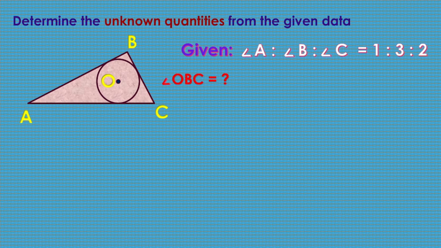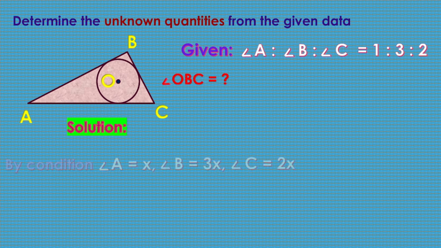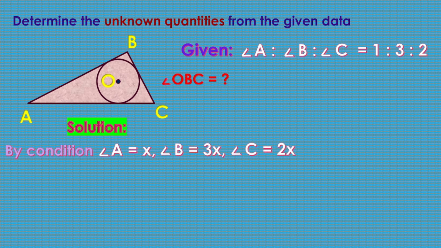We see a circle inscribed in a triangle. We are given a triangle ABC, the ratio of the angles, and we are asked to find the angle OBC. Yes, get used to the fact that when we are given a ratio, we must immediately enter the proportionality coefficient. We enter everything. I rewrote this ratio in the language of x. We have completed the first step, and then we can finally find x.